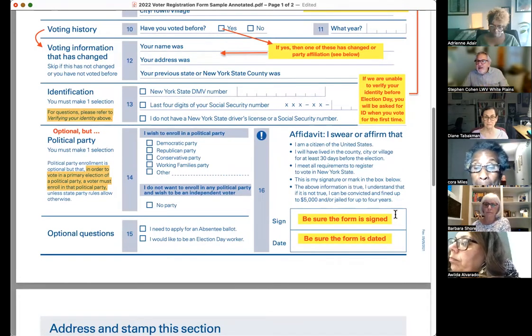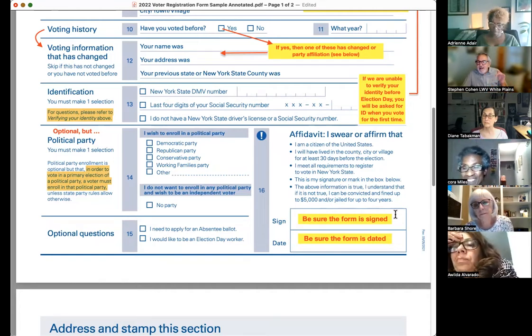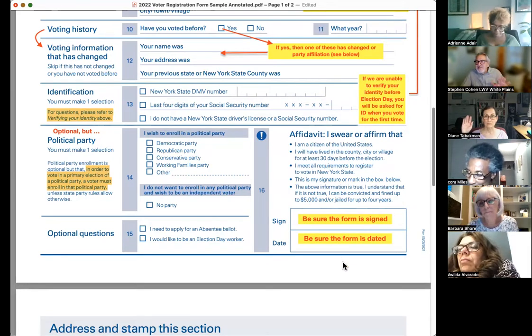Okay, all right, good. In the few minutes we have, any questions about the form? If your heads are not spinning now, then you're equipped to register voters. Yeah, Diane?